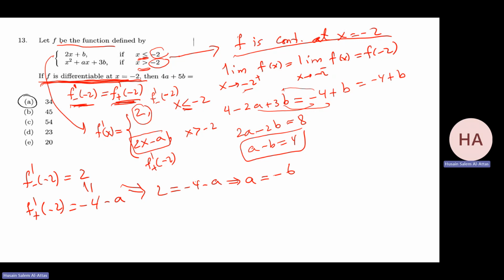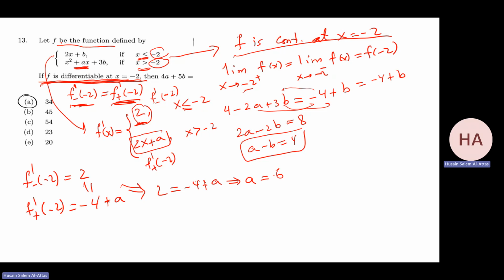Okay, find the derivative of this. I'm getting 2. Find the derivative of this. I'm getting 2x. This is plus a. Sorry for that. This is plus a, not minus a. This is plus a. So this is plus a. So a will be what? A will be 6.